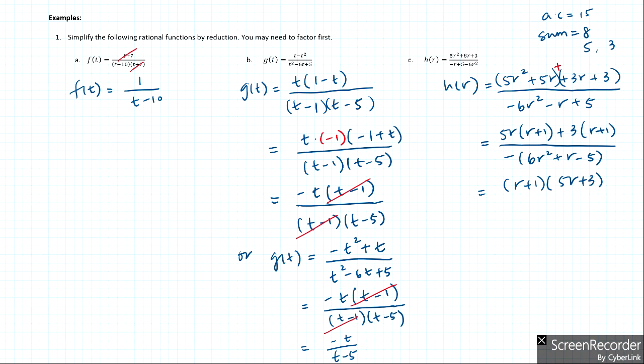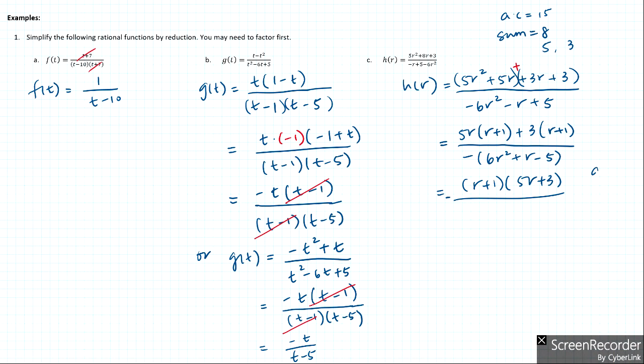and left with 5r plus 3. On the denominator, we would want to do the AC method again, and I'm going to put the negative sign in front of the entire rational function just so I don't have to worry about this later on. And that's the negative sign I carried from the denominator. Now in the denominator, I have this AC method to use. Here I have my a times c to be equal to 6 times negative 5, which is negative 30. And I want the sum to be equal to 1.